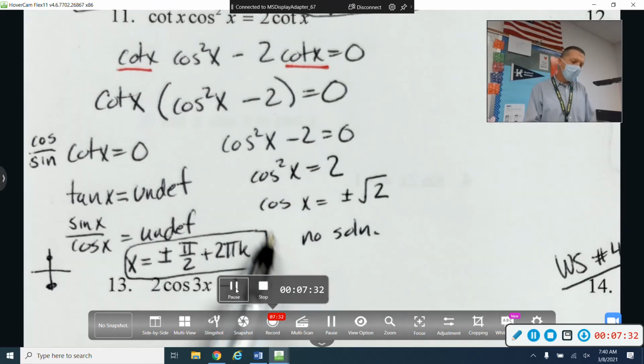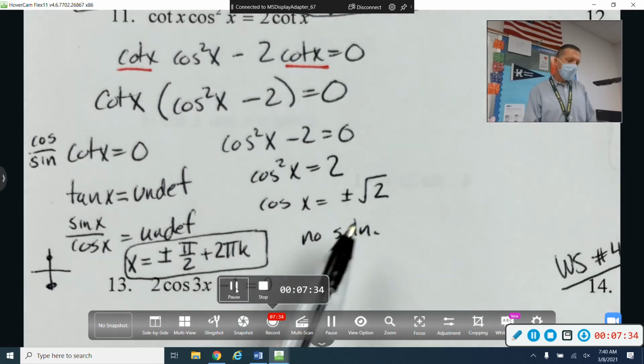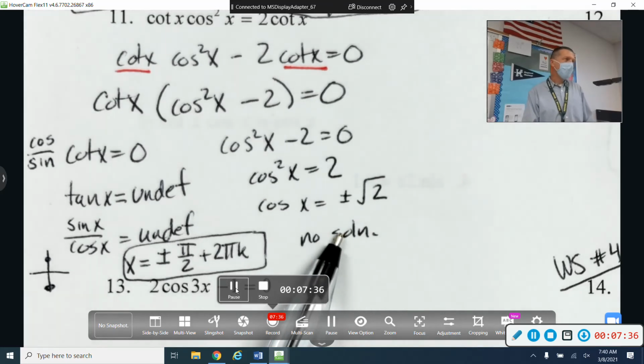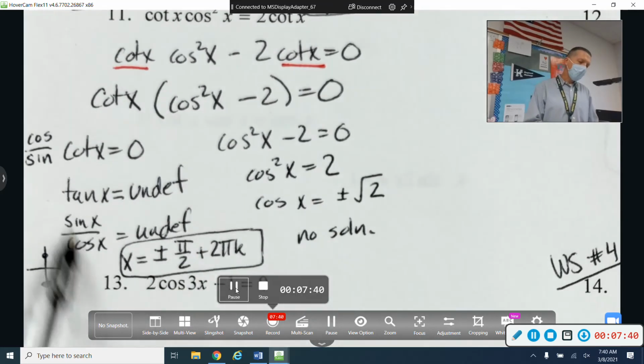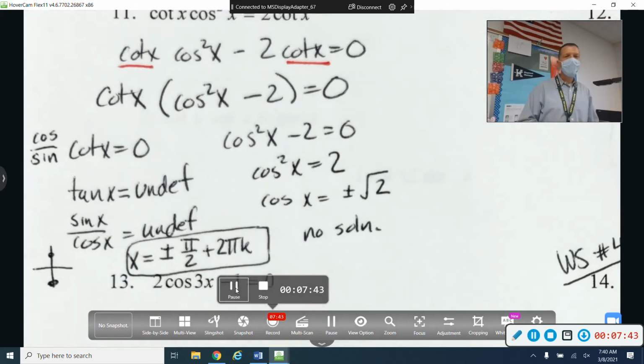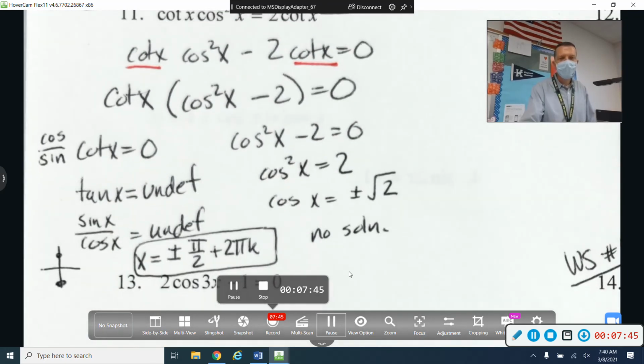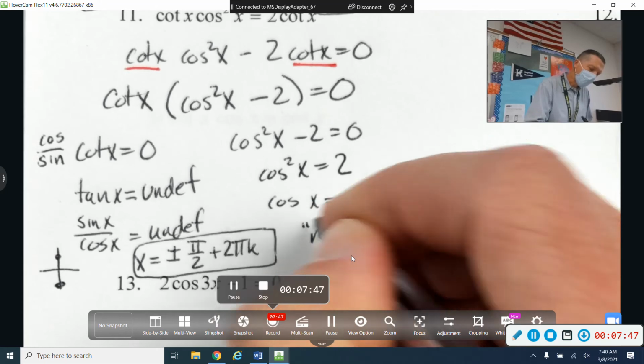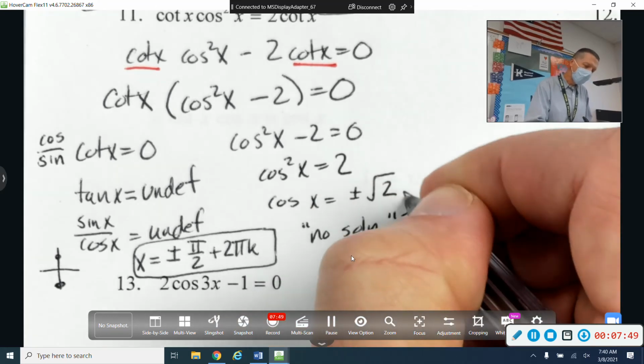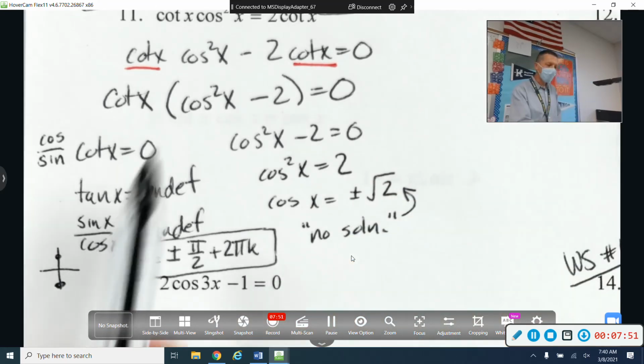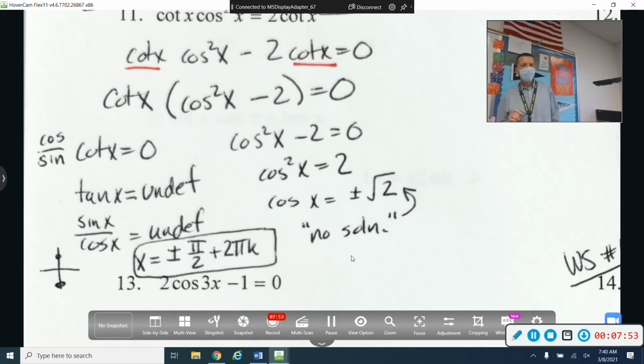So if you box it, I'm not going to count it wrong. But if you only box no solution, I would count it wrong, because that's not exactly correct. All of the solutions come from this part of the problem. So that's just a little bit tricky thing on what does no solution mean. There's no solution to this, but there is a solution to number 11. A lot of solutions to number 11.